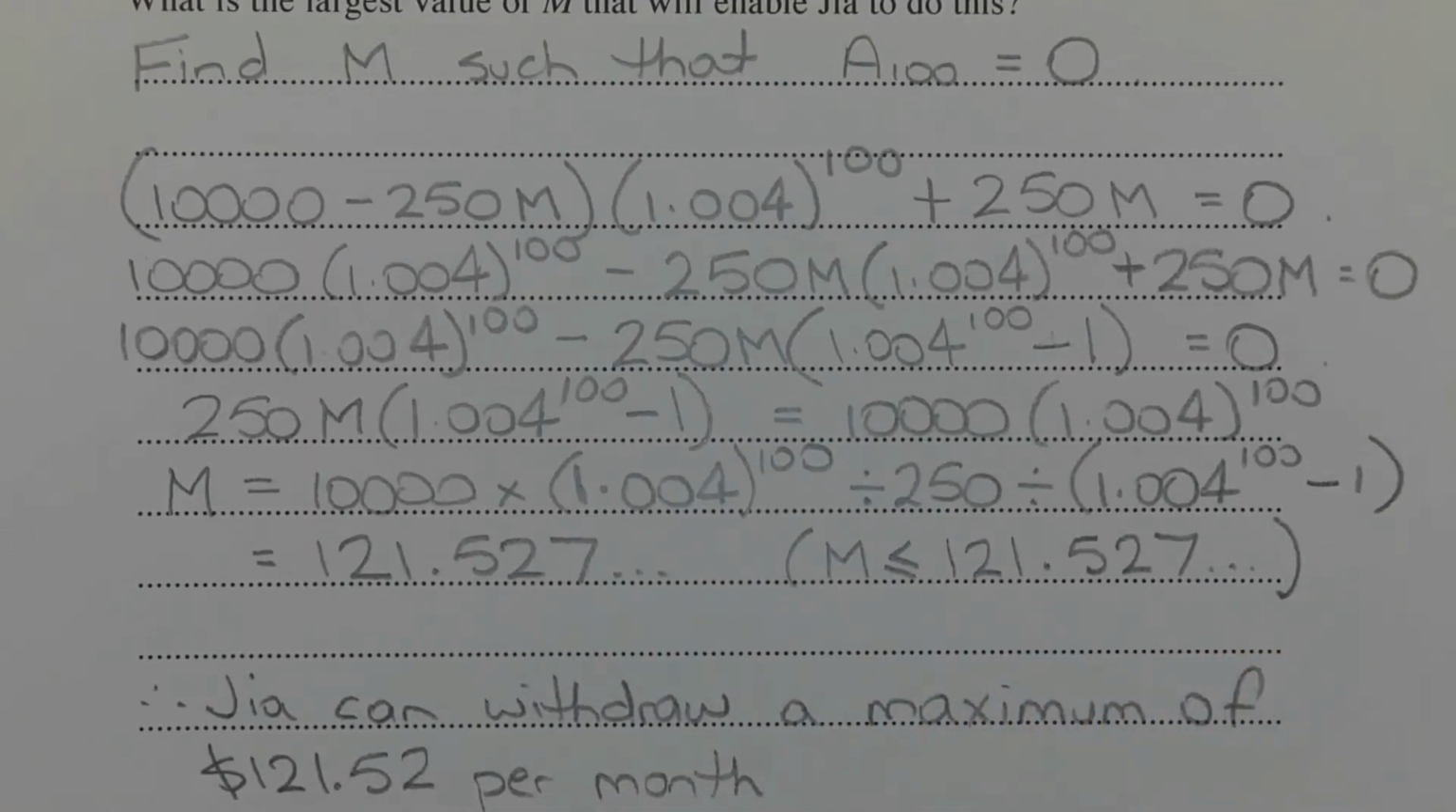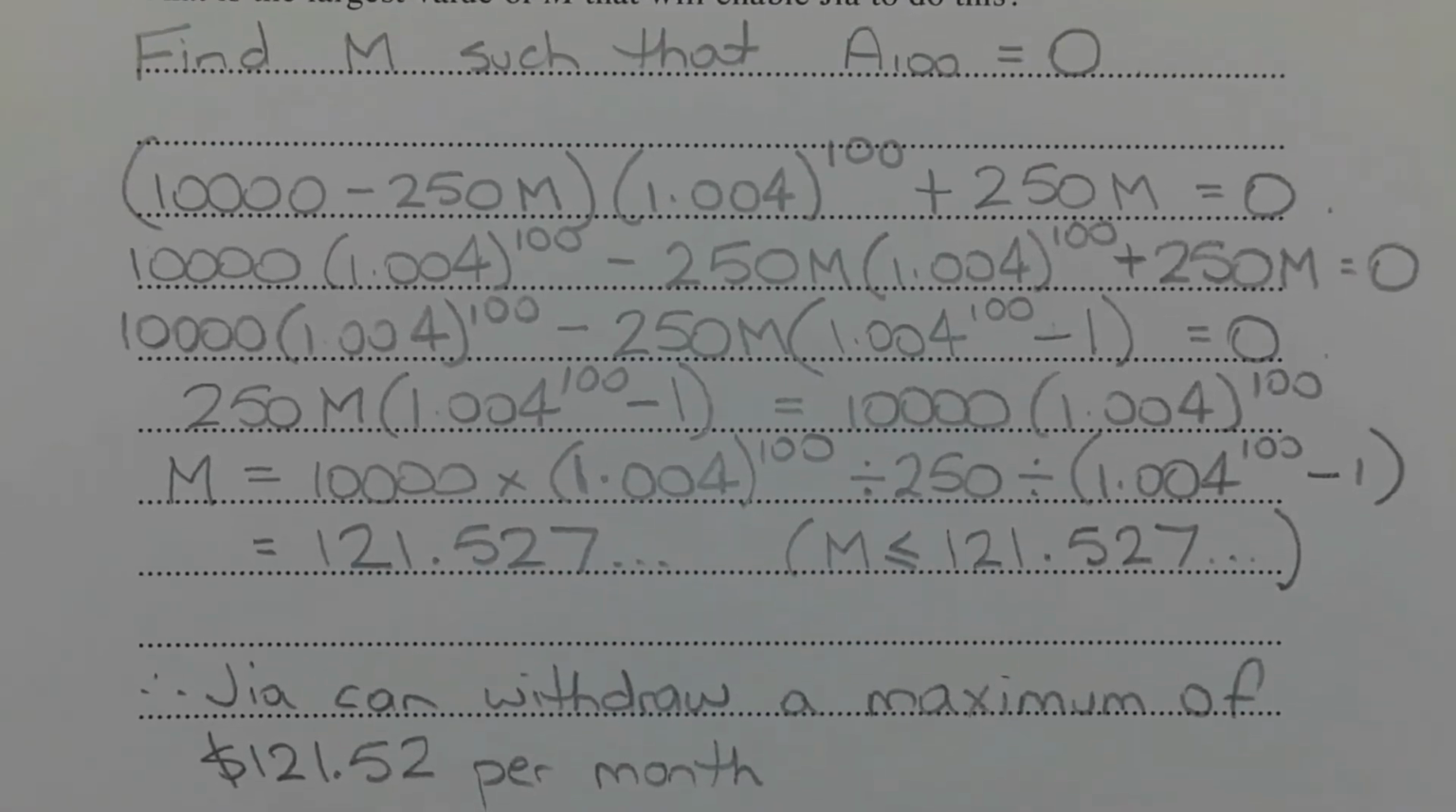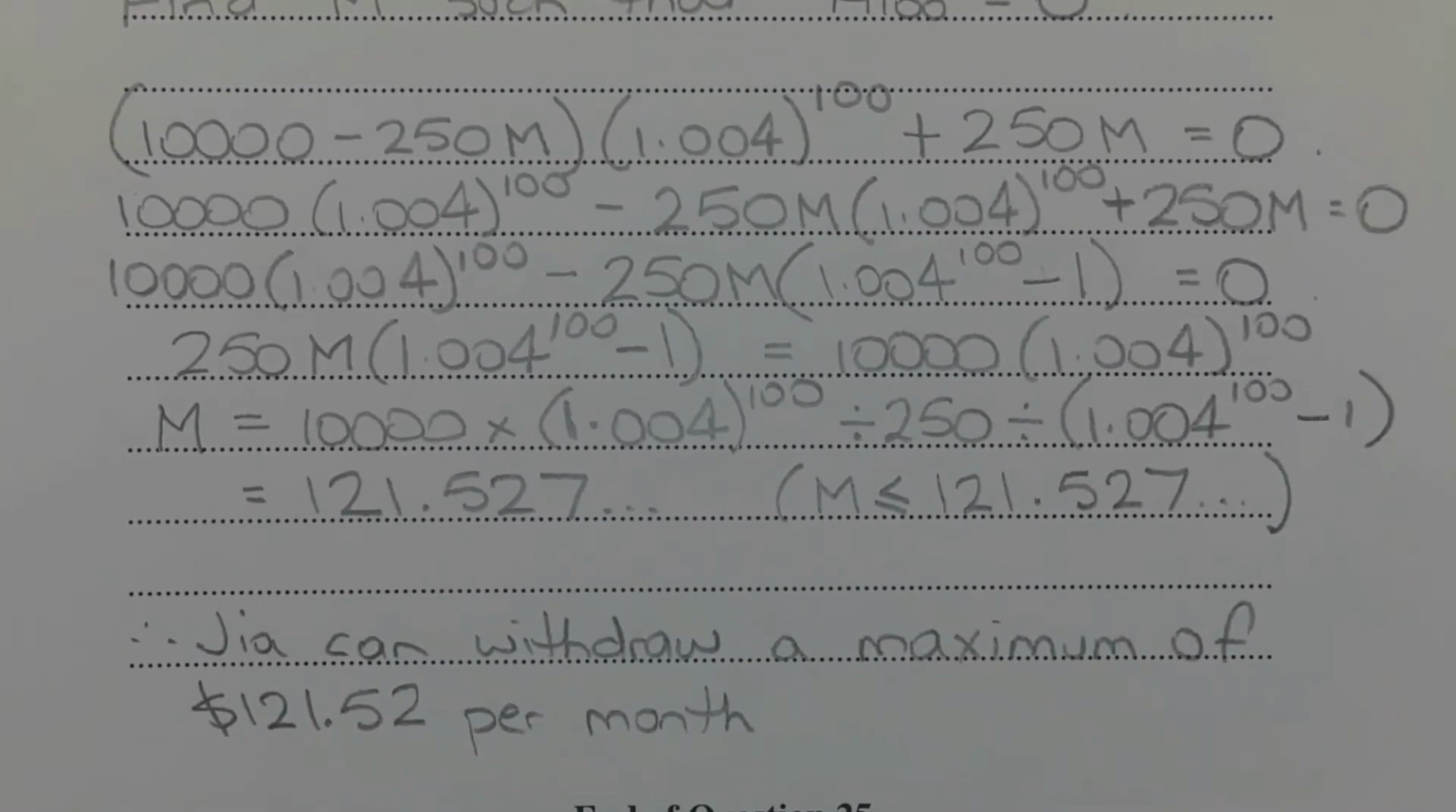Now it's important to note that M must be less than or equal to 121.527 and so on. So we need to round down to the nearest cent, not round up, even though it looks like rounding up is required. In other words, 121.53. If that was the case, then technically GIA cannot make at least 100 withdrawals. So rounding down to the nearest cent, GIA can withdraw a maximum of $121.52 per month.